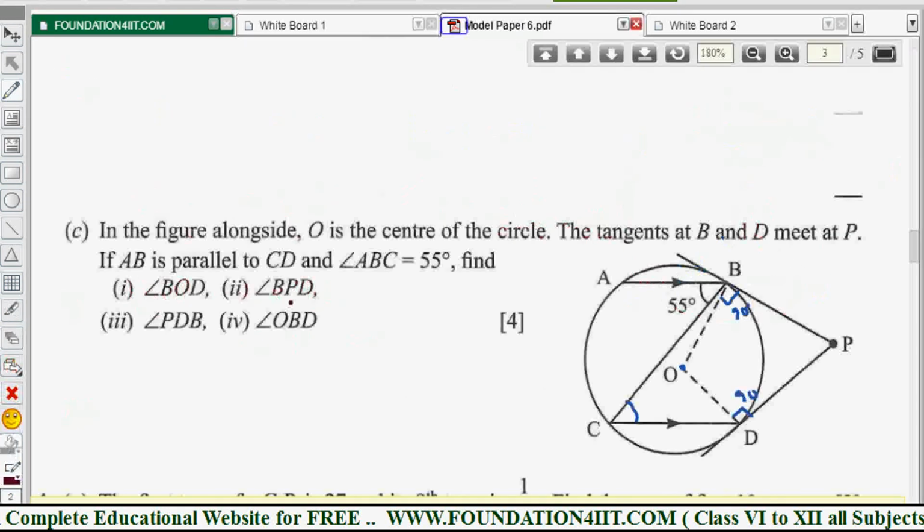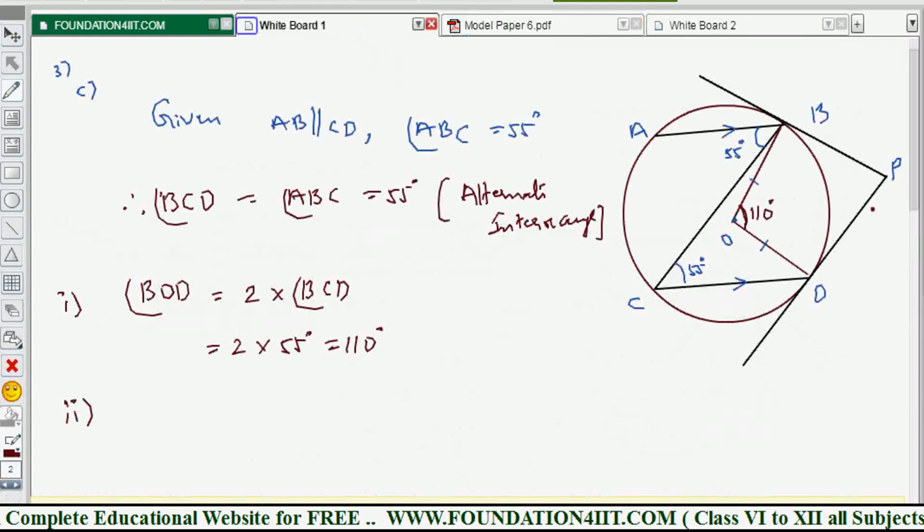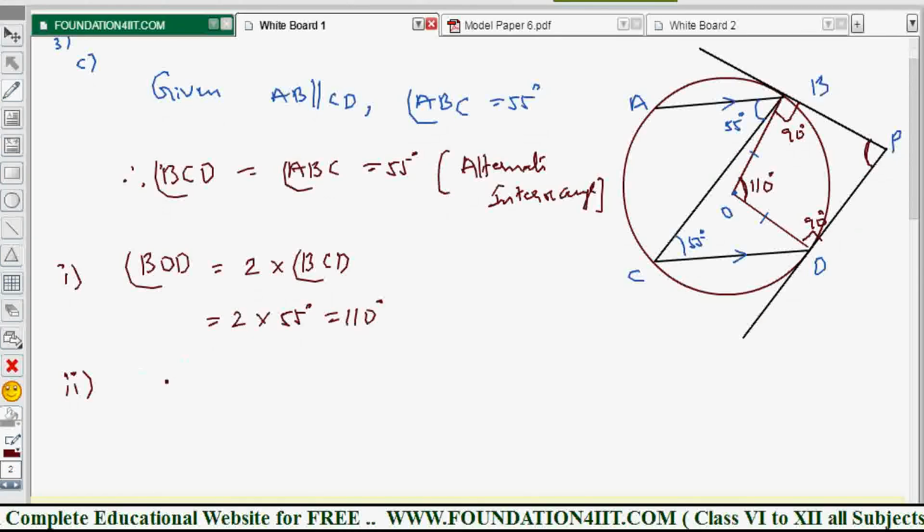And next I should find out the second question, angle BPD. So this angle we should find out. Already this is 90 degrees because tangent and radius, and this is also 90. And angle BPD is easy. Because the sum of the angles in a quadrilateral is 360, in BODP, from 180 minus 110, that is 70 degrees. Okay, this is 70 degrees because BODP is a quadrilateral.